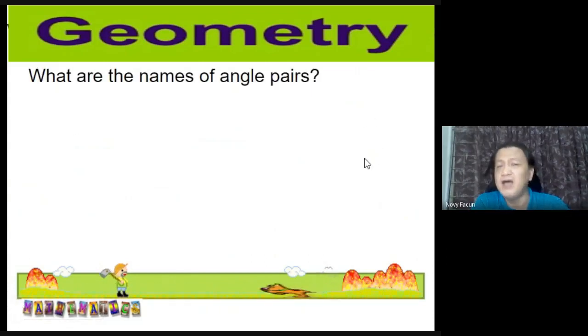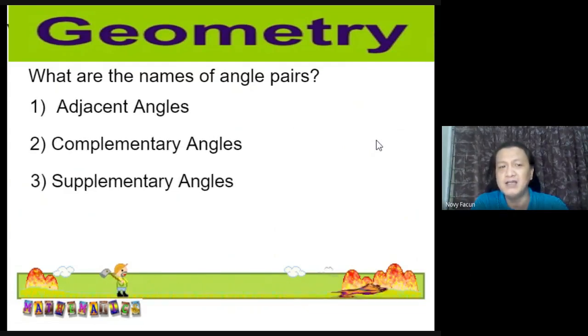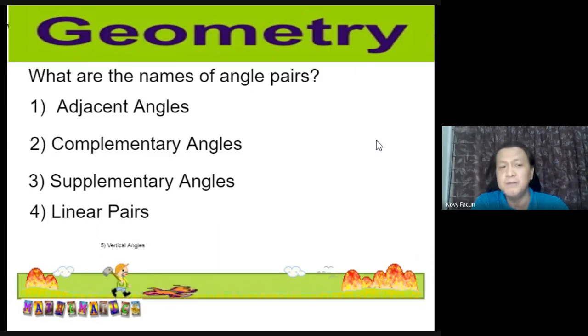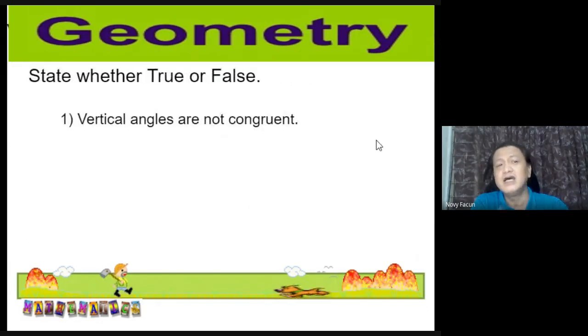What are the names of the angle pairs? Can you give me the name of the 5 angle pairs? We have the adjacent angles, complementary angles, supplementary angles, linear pairs, and last one, that's vertical angles. So kailangan yung ma-master natin yung kanilang properties at kung paano natin i-apply. Okay, can you state whether the given statement is true or false?